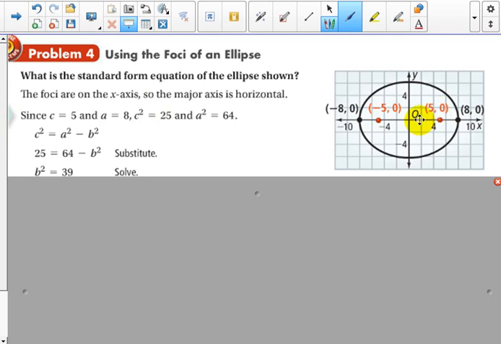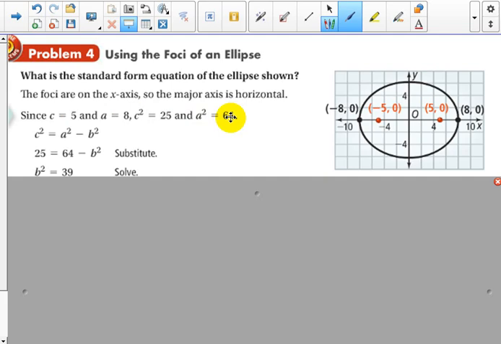Okay, so now, c is equal to 5, right? So that means that our distance from the center to the focus point is 5. So c is equal to 5. And a, that's the distance from the center to the end of our major axis, that's 8. See, it goes 8 in this direction and 8 that direction. So that's our a. And so that's all we need right now. It's our c and our a. So our c squared is 5 squared, 25, and a squared is 8 squared, which is 64.